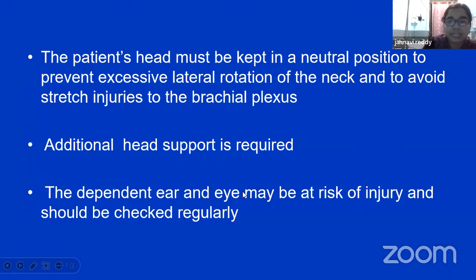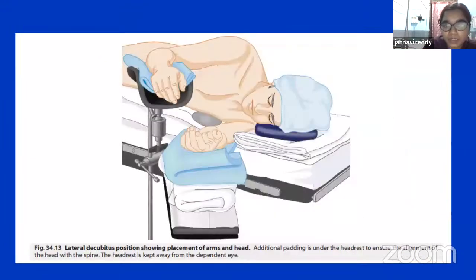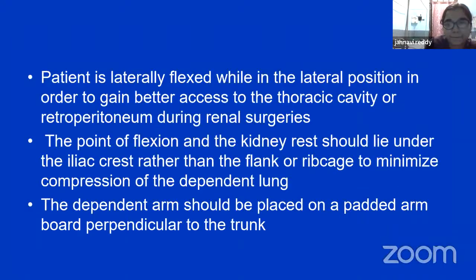And the dependent ear and eye are also at risk of injury. So we should check the ear and eye properly on the dependent side whenever possible. This is the dependent eye and ear. And this is the headrest, so we can support the head and prevent frequent motion of the head. And the dependent ear and eye should also be taken care of. And we should change the position of the head or lift the head for some 10 seconds to prevent pressure injuries on the dependent ear and the eye.